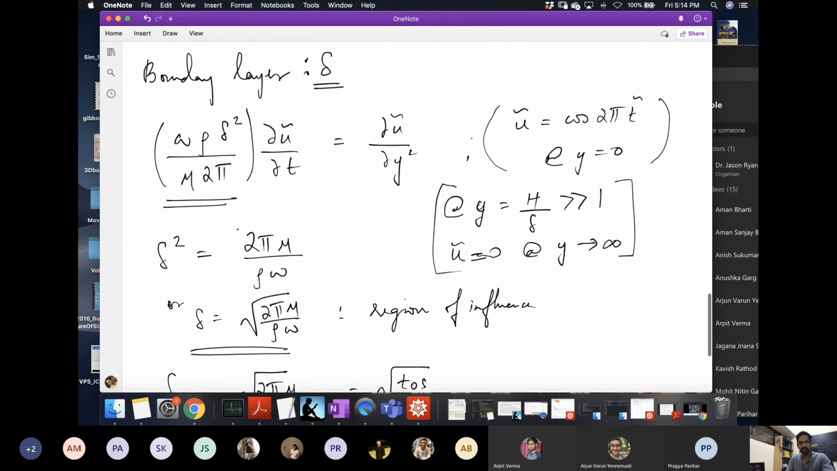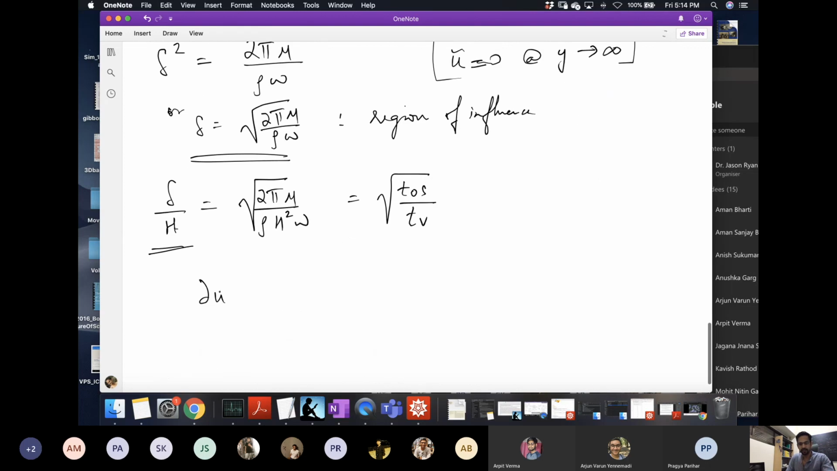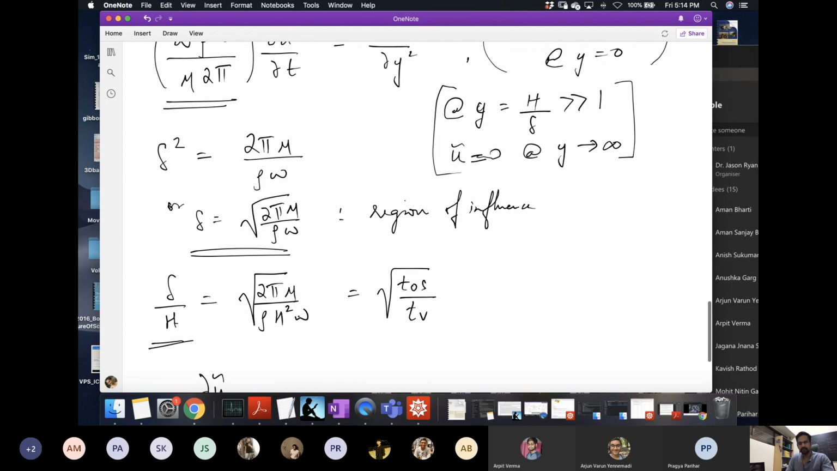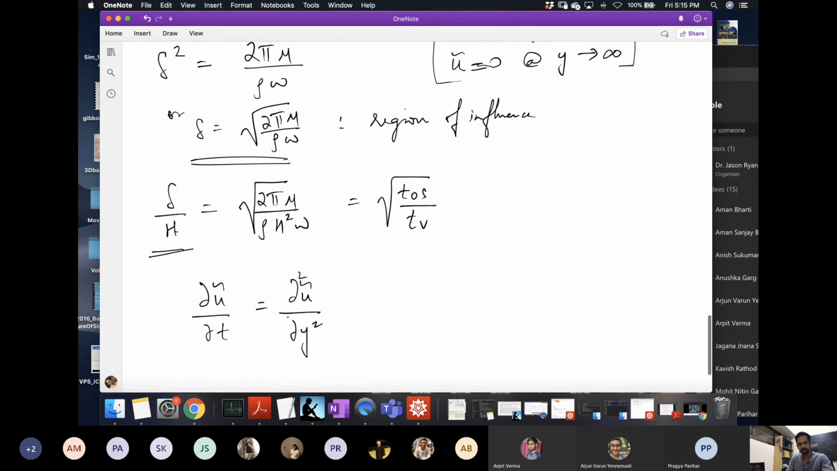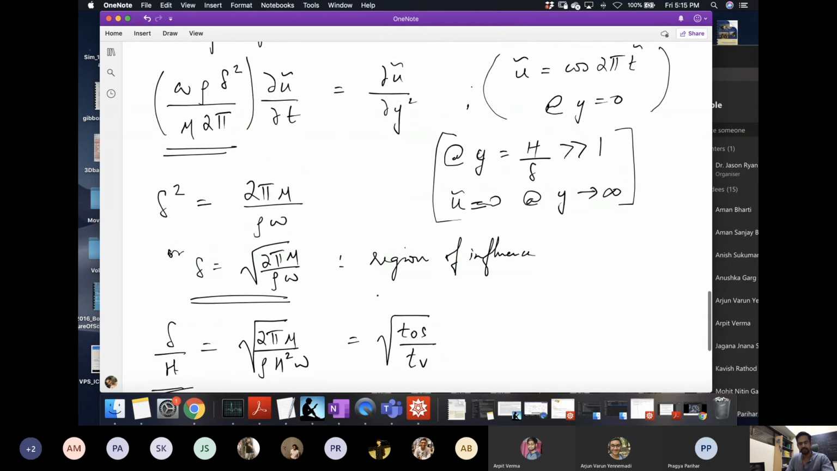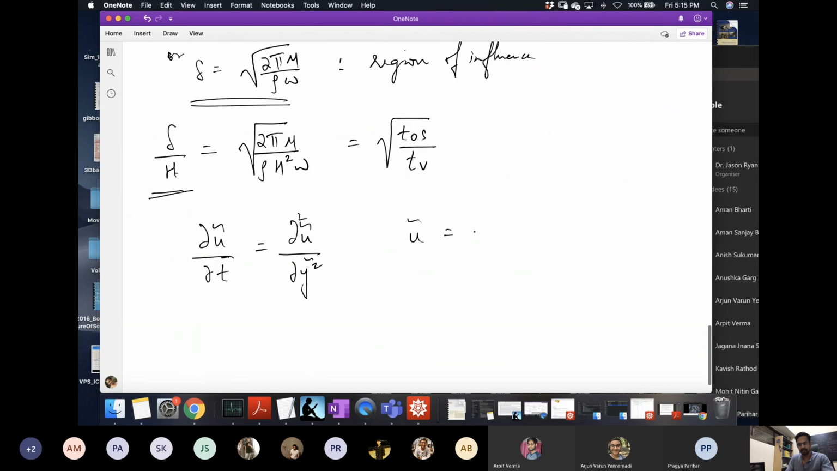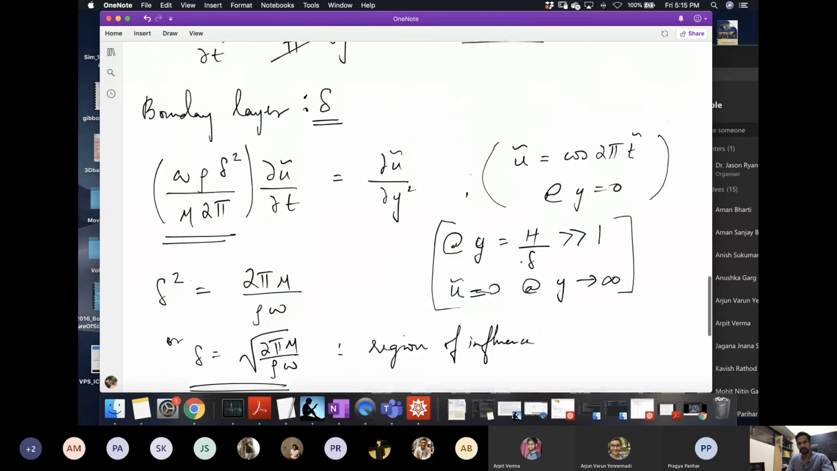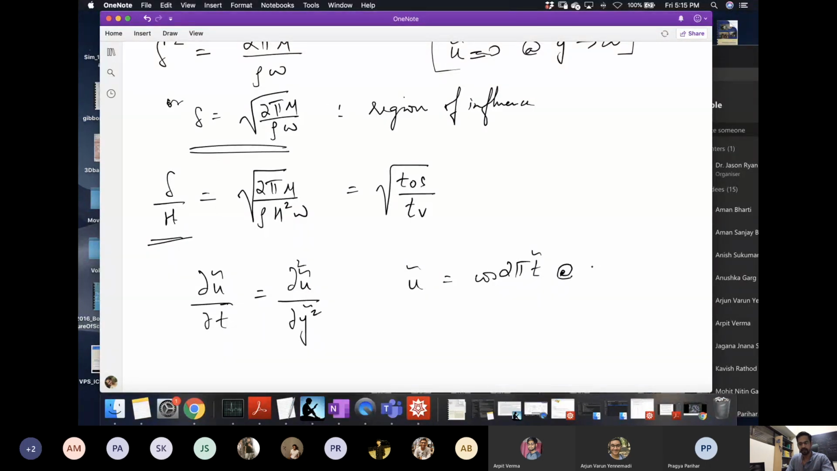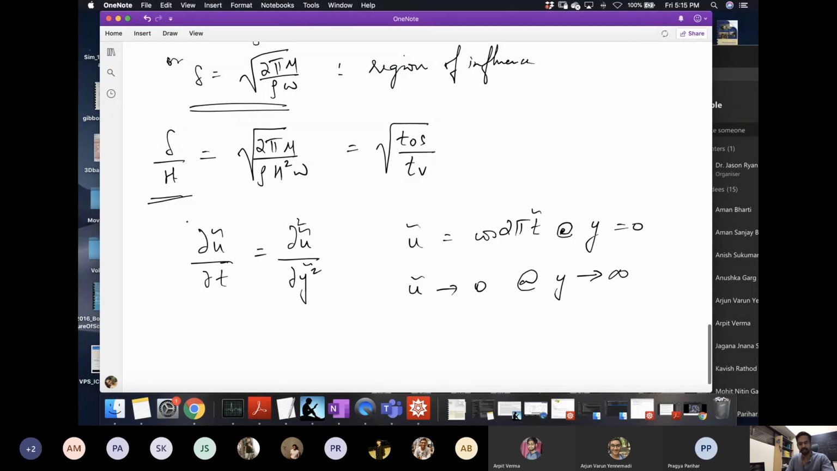Okay, so finally, if I do this, then I get unity there, and I get rho du tilde by dt tilde equal to the viscous term, mu d2u tilde by dy tilde squared. There are tildes everywhere because it's non-dimensional. And u tilde is equal to cosine 2 pi t tilde at y equal to 0. And u tilde should go to 0 as y tends to infinity. That's far away from this bottom wall where I've applied this boundary layer type analysis. Right?